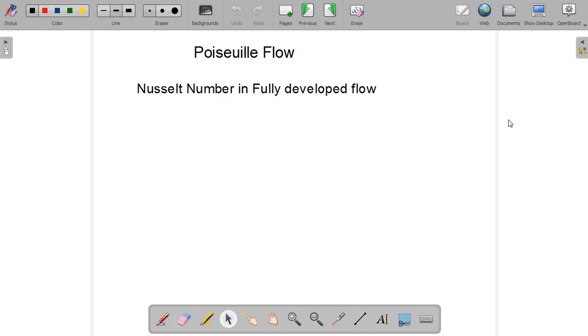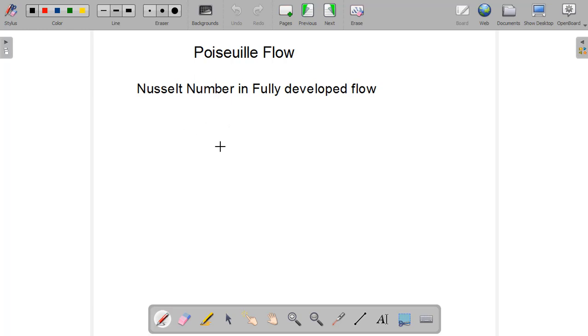In this lecture, we will see how we can find the Nusselt number for fully developed flow. By fully developed flow, we mean that it is both hydrodynamically and thermally fully developed. Let us first derive the governing energy equation in a cylindrical coordinate system, and from there we'll start.